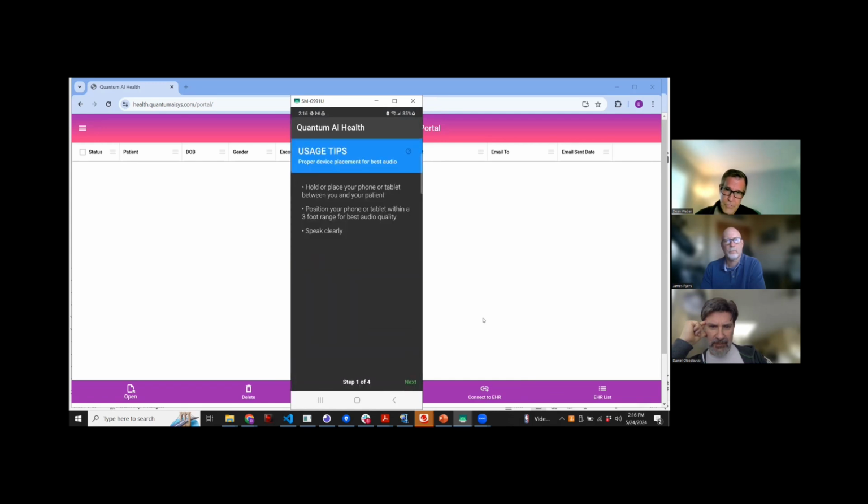Okay, so these are some usage tips on best practice, the best place to keep the phone, and also in the medical exam room, you could use a Bluetooth speaker as well. So the physician doesn't necessarily have to use their mobile phone, because that's a little more of a personal device, but if you have a speaker in the room, it would pick up just perfectly.